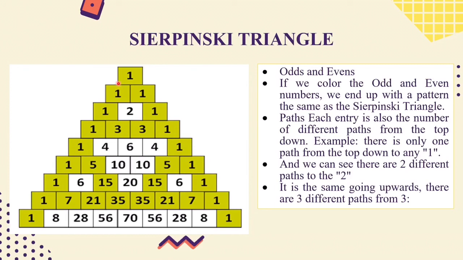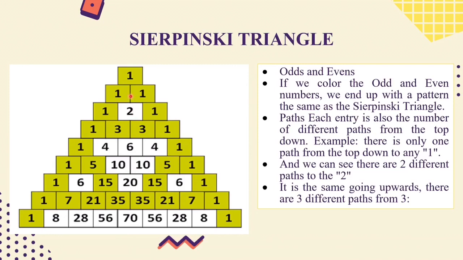The number of paths to each entry is also the number of different paths from the top down. For example, there is only one path from the top down to any 1. So that is correct. And we can see there are two different paths to the 2. So this is 1 going to 2 and then 2. So that is again correct.